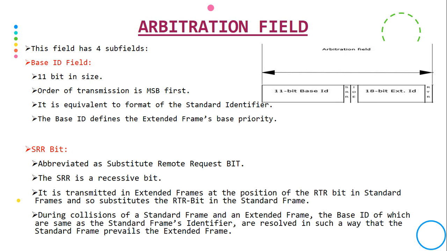During the collision of the standard frame and extended frame, the base IDs of which are same, say both the standard frame's base ID and the extended frame's base ID identifier fields are same, which are resolved in such a way that the standard frame prevails over the extended frame. Meaning to say, standard frame is transmitted first, then the extended frame will be transmitted.